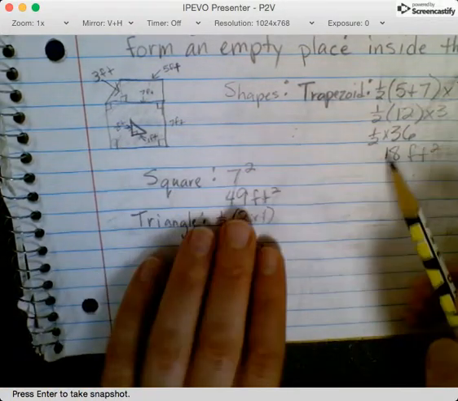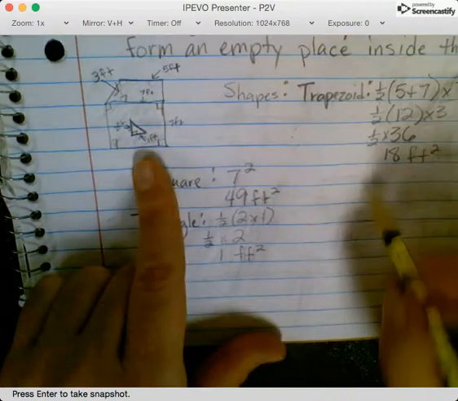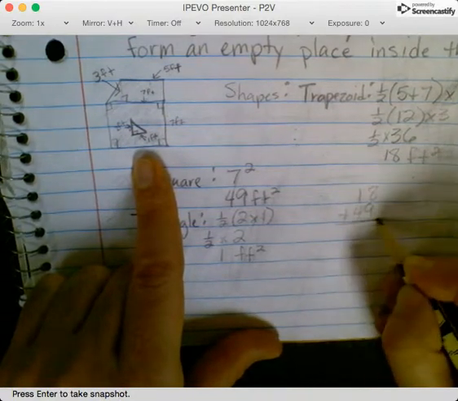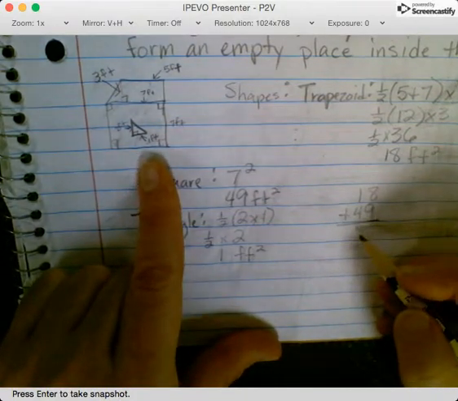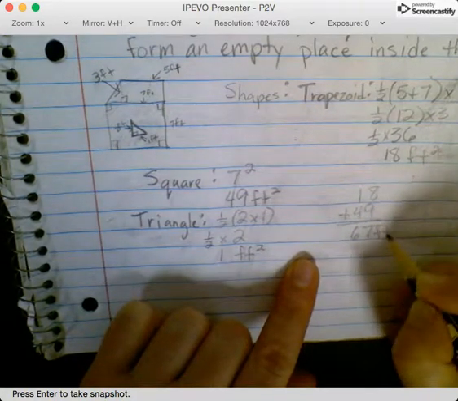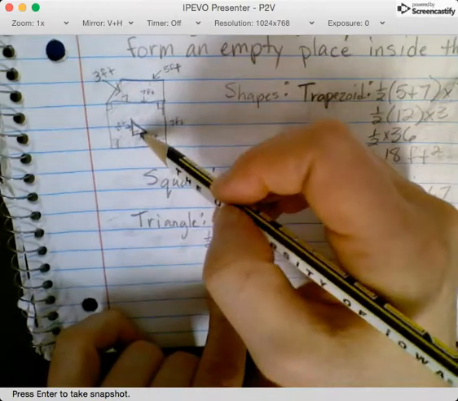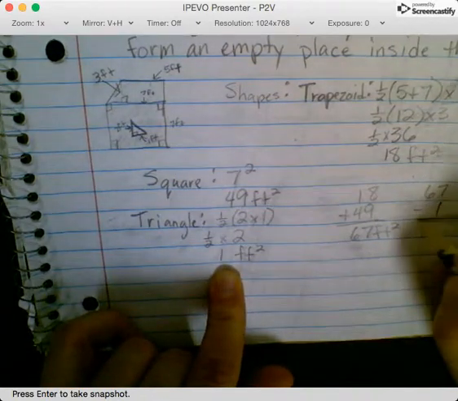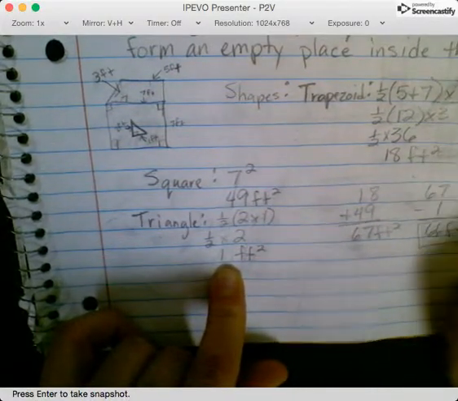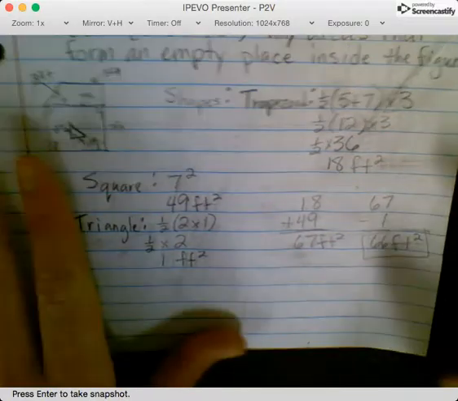So then I just have to figure out how to combine them. Since these two are shaded, those are added together. So we have 18 plus 49. And then after we add them together, we get 67. We take out this one because it is an empty space. So we take out the 1, and so we should get 66 feet squared is the total area for that composite figure. Let's do one more.